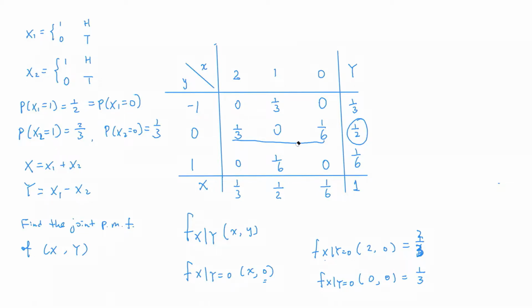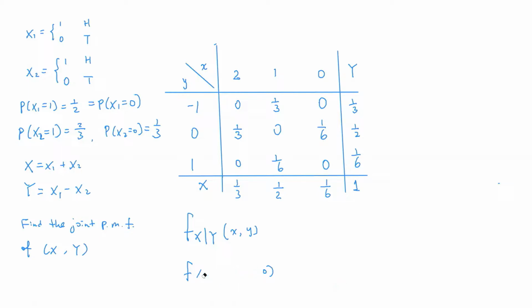It's a little bit tedious to list all the conditional distributions. So let's work with another one, y given x equals 2. You're going to divide these numbers by 1/3 here. Obviously, there is only one number which is not 0.